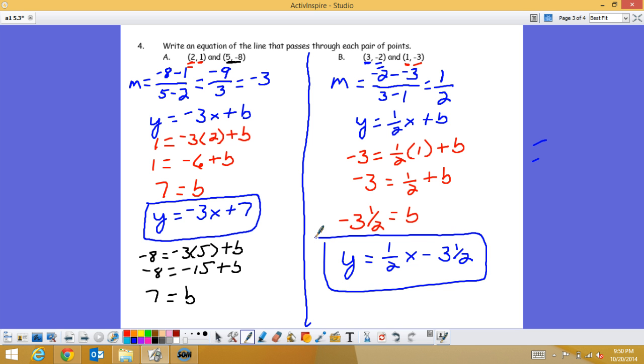In the next video, we are going to graph linear functions that are given to us in slope-intercept form.